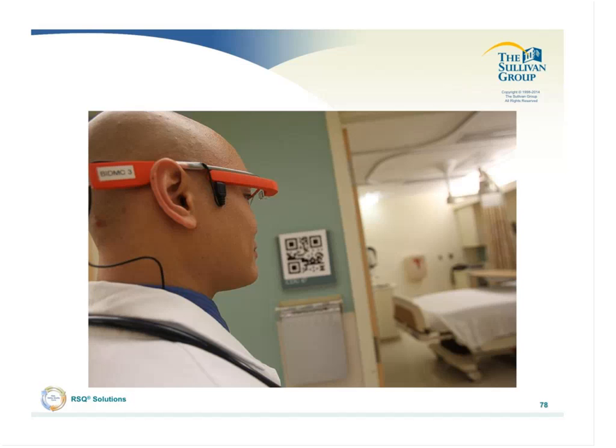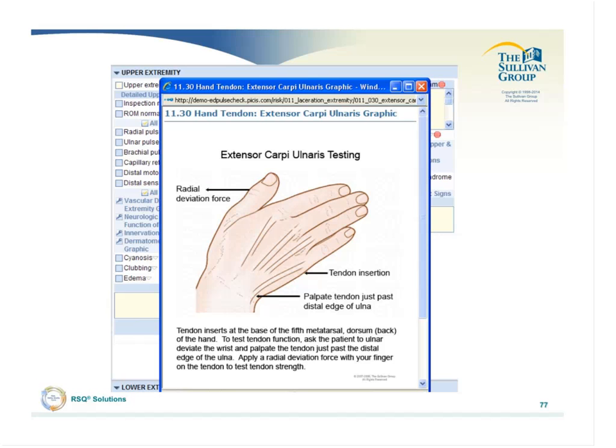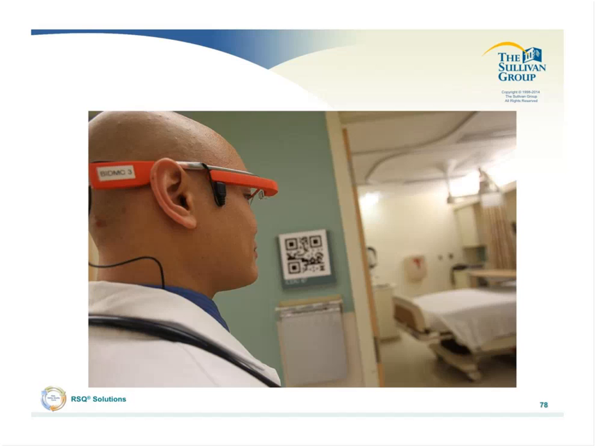It won't be long before you're walking in the room and you sit down next to the patient and you just say, give me the hand tendons. Boom. You're looking at it through your Google Glass, or you're looking at it on your wristwatch, or maybe you're looking at it on your Android or your iPhone. But that's where this is going.